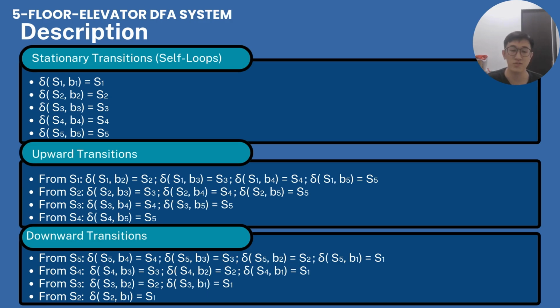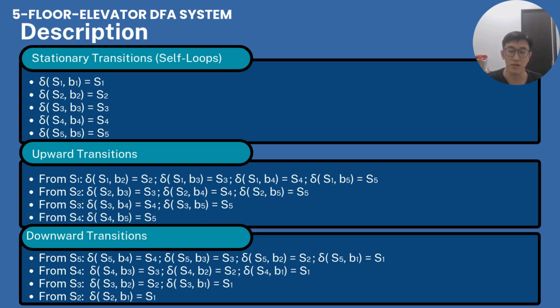So the transition functions work as follows: if we are at S1 and we press B1, then we will remain at S1. Similarly, if we are at S3 and we click on the button B3, then we will remain at floor 3, S3.